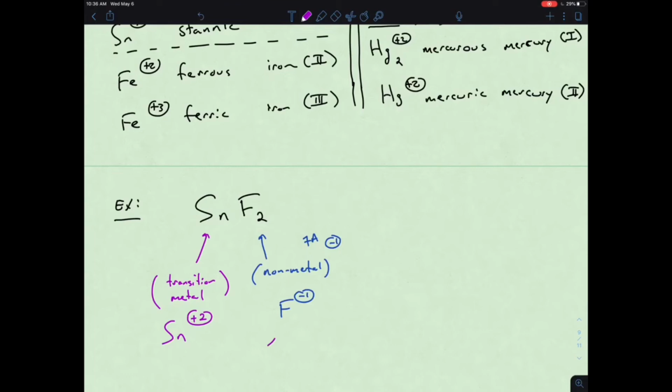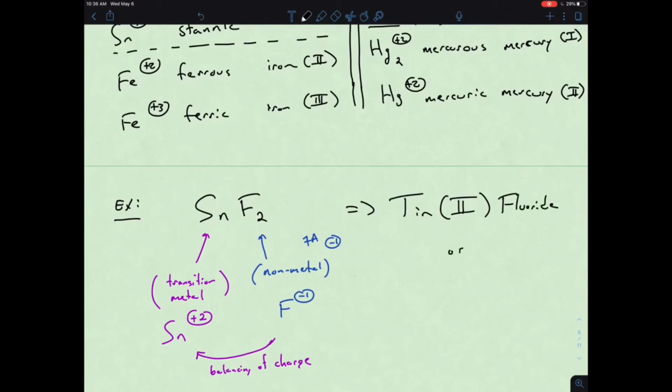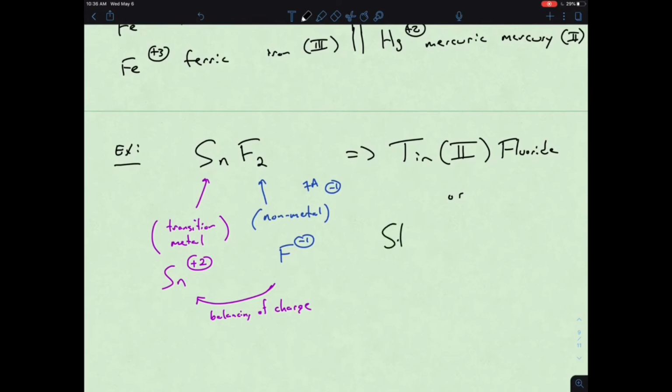as far as that balancing of charge in the formula that's given to us. So we could say that this is tin 2 fluoride, or we could say that this is stannous fluoride.